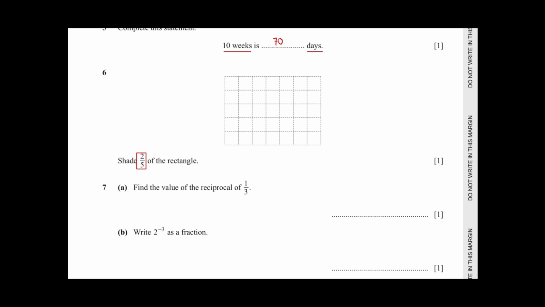Okay, so we have 1, 2, 3, 4, 5, and 2, 3, 4, 5, 6, 7. So we have 35 squares, so 2/5 times 35 is equal to 14. So 5, 10, and 4. So it is 14.